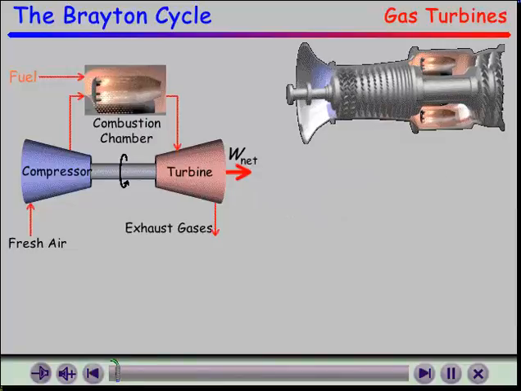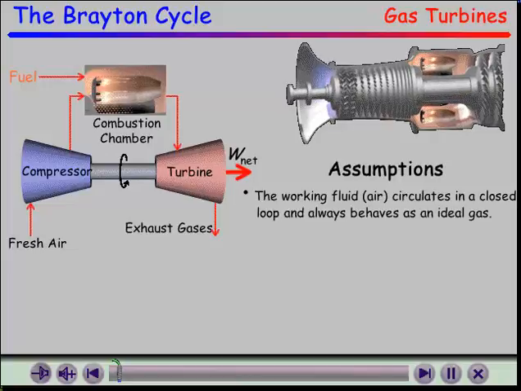Working fluid, we will begin our study of the Brayton cycle with the following assumptions. The working fluid is air, which continuously circulates in a closed loop and behaves as an ideal gas. All the processes that make up the cycle are internally reversible.